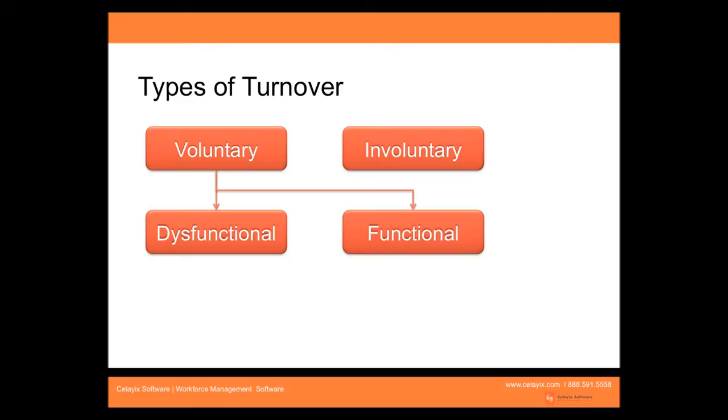For example, the departure of high-performance employees or those with hard-to-replace skills, and in general, turnover rates that lead to high replacement costs and disruption in operations are defined as dysfunctional. So they have negative impacts on your organization. Functional voluntary turnover is not harmful to the organization, and examples of that include departures of employees who are poor performers or those that have easy to replace skills.